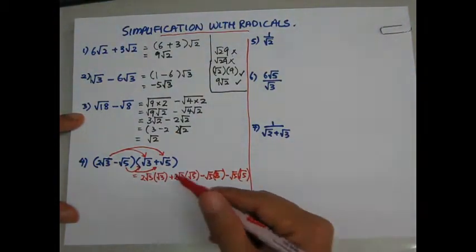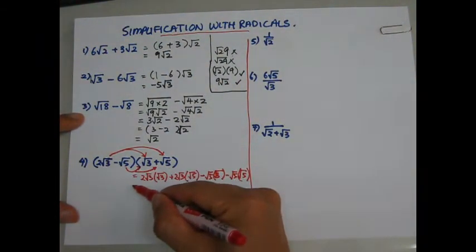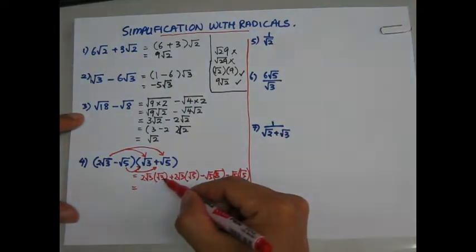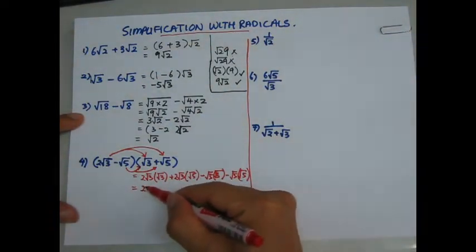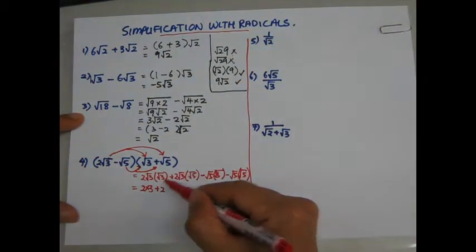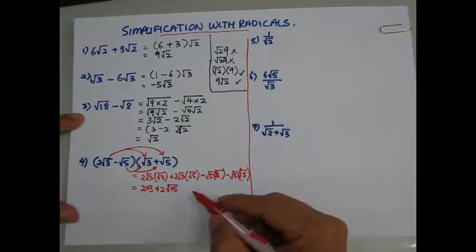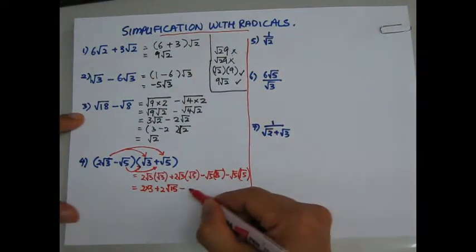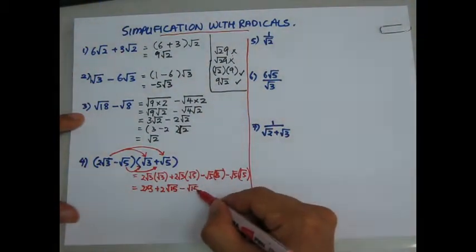Alright, so simplifying this will give me square root of 3 times square root of 3, that gives me 3. 2 times 3 plus 2 times square root of 15. 3 times 5 is 15. Minus, here is another 15.